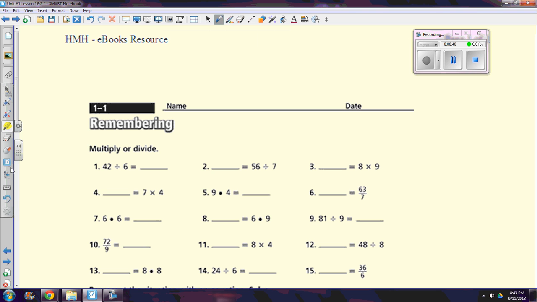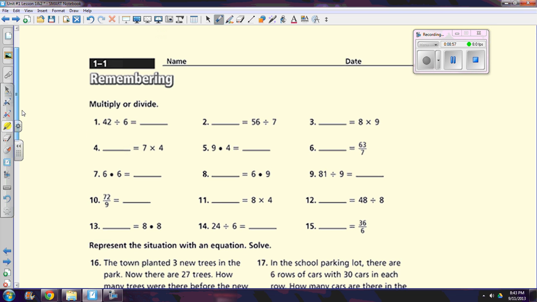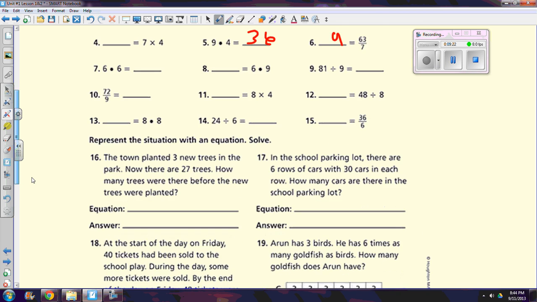Your remembering page, and there will always be your homework page and remembering page that you'll be working on in school, is a mixture of multiplication and division. 42 divided by 6, hopefully not a problem. Remember here, this is a multiplication symbol. 9 times 4 is 36. 63 over 7 as a fraction, or 63 divided by 7, which would be 9. So that's how you would complete it.